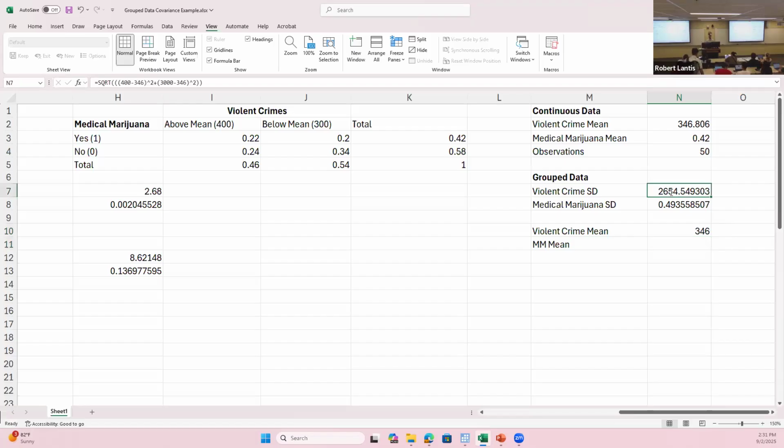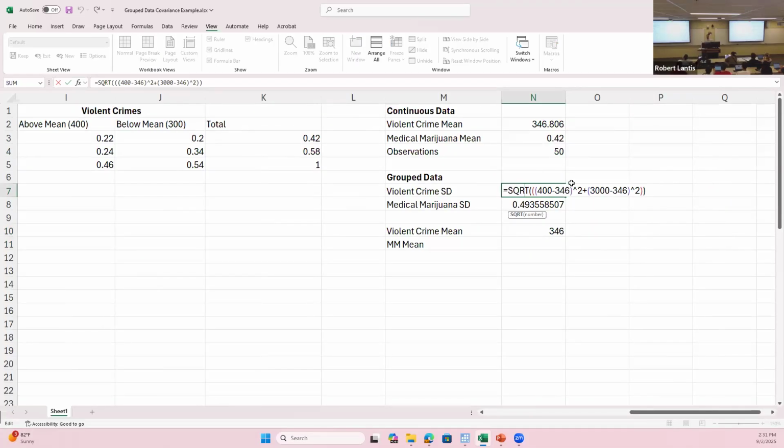Now, if I was doing the standard deviation, it's a little bit trickier. I'm going to take every possible value, 400 and 300 here. I'm going to subtract the mean and then square it, right? And then I left something out here. What did I leave out? If I'm calculating this as group data, here was the outcome of seeing that they belonged to the category where 400 was the violent crime rate. But the probability, I didn't factor in at all, right?